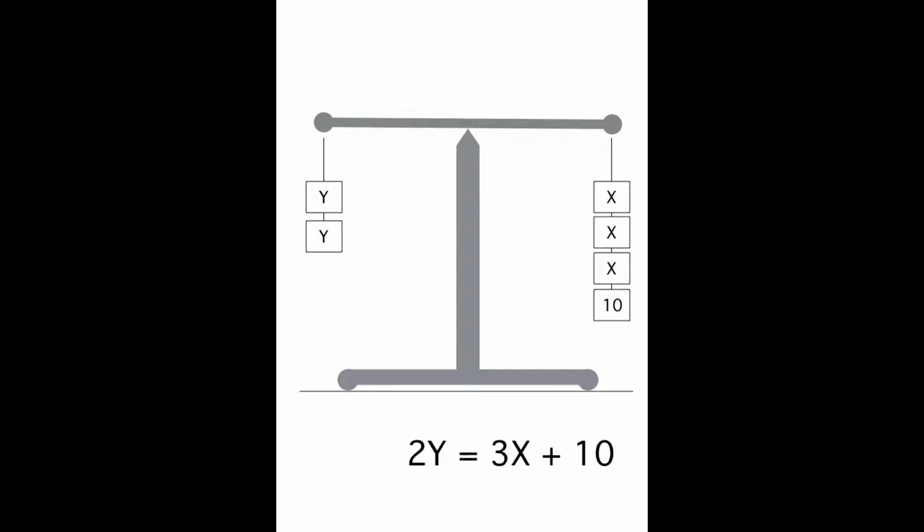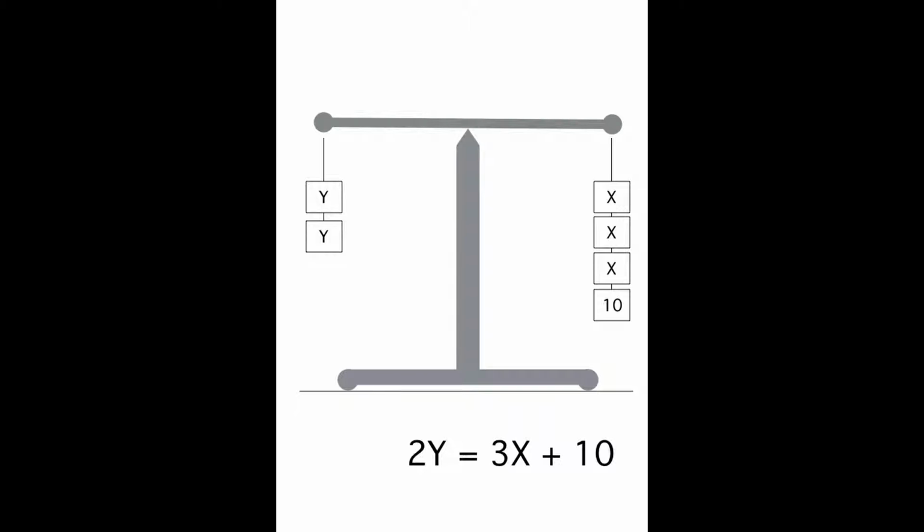Okay, so how can I use this information, that whatever I do on one side, I have to do to the other side to keep the balance level? How can I use this to solve a problem involving a slightly more complex equation? So here I have an equation 2y equals 3x plus 10. In the diagram of the balance, I've got 2y objects on one side, and on the other I have 3 x's and a 10.